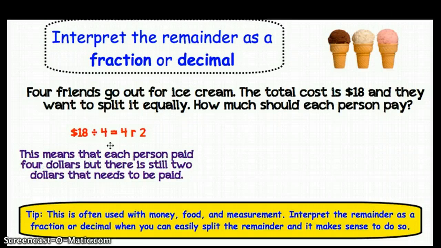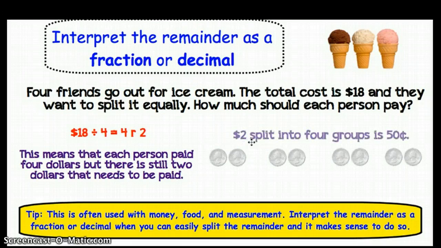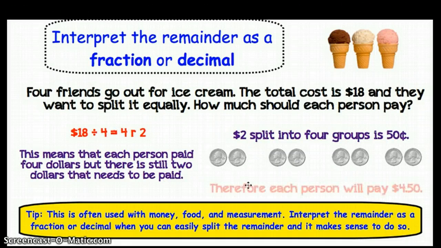This means that each person paid $4, but there is still $2 that needs to be paid. So what are we gonna do with that extra $2? If we wanna split the bill equally, we're then going to have to split up that $2 between the four people. So $2 split into four groups is 50 cents. We have two quarters, two quarters, two quarters, two quarters. 50, $1, $1.50, $2. So each person on top of the $4 they're already paying is going to also pay 50 cents. So each person will pay $4.50. So what we've done is we reported the answer as a decimal because 4.50 is a decimal.